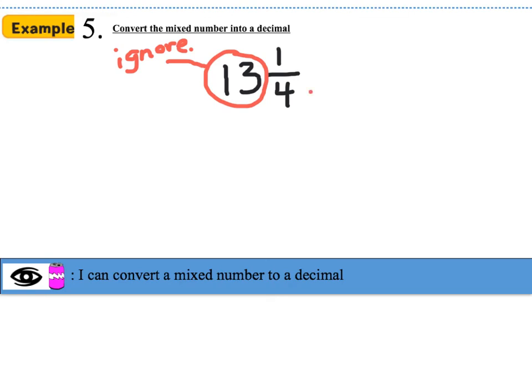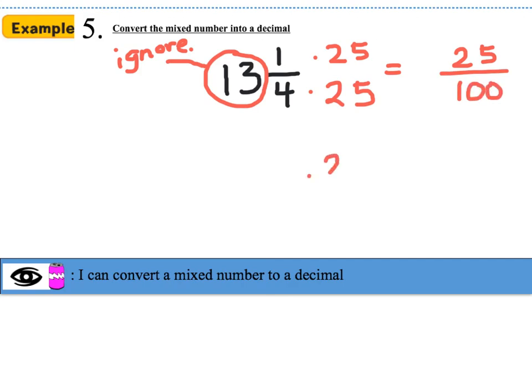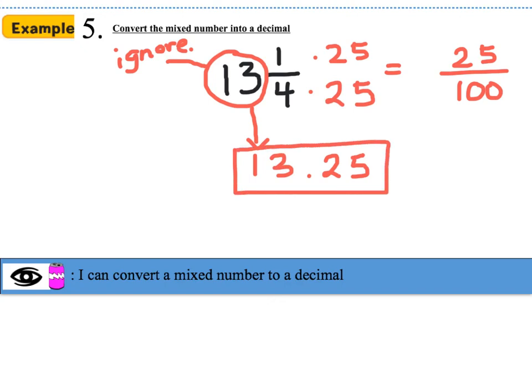So I'm going to multiply that by 25. And if I do that to the bottom, let's do that to the top. So my new fraction becomes 25 over 100. Now that I made the bottom into 100, let's just place a decimal spot in front of the numerator, which is 0.25, and let's drop down our whole number. So my decimal would be 13 and 25 hundredths. So we know that 13 and 25 hundredths is equal to 13 and 1/4.